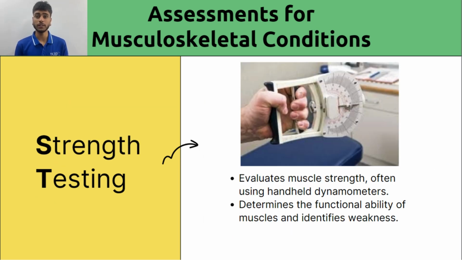Alright, the third one is strength testing. In this, we hand a dynamometer to the patient, and it evaluates muscle strength, often using handheld dynamometers. When the patient grips it and holds it tightly, we will know the strength of the patient's hands, and it determines the functional ability of muscles and identifies weakness.